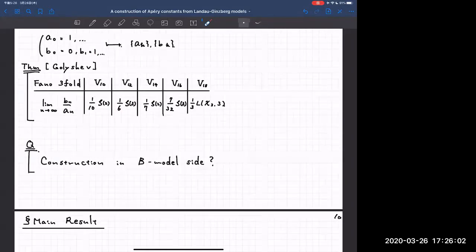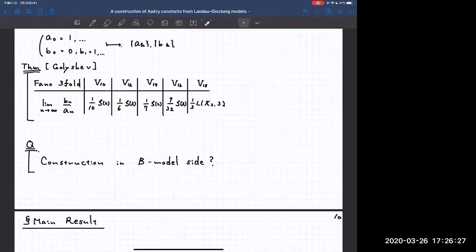So like this, not only for the V12 case, but for the V10, V14, V16, V18 cases, we obtain a special value, which is a rational product of zeta 3 or zeta 2, or another L function, the L function for the character chi-3.